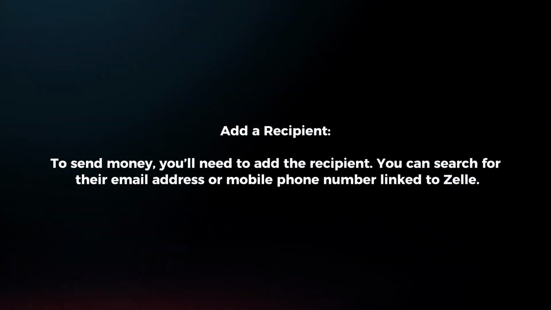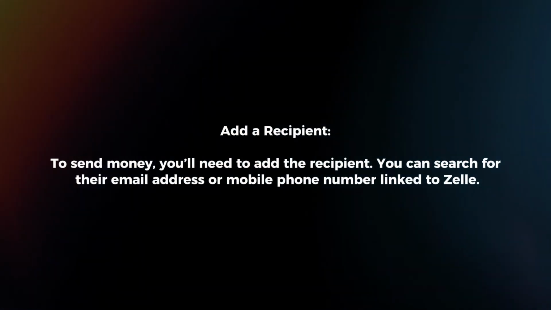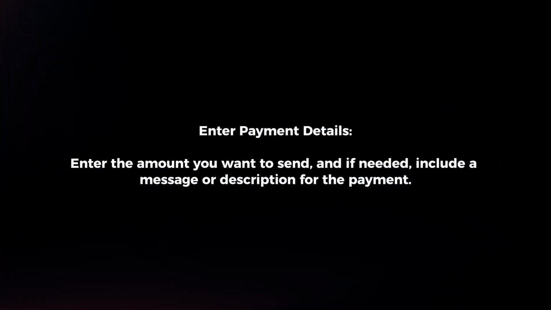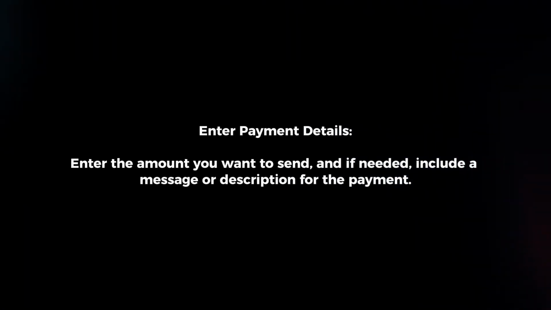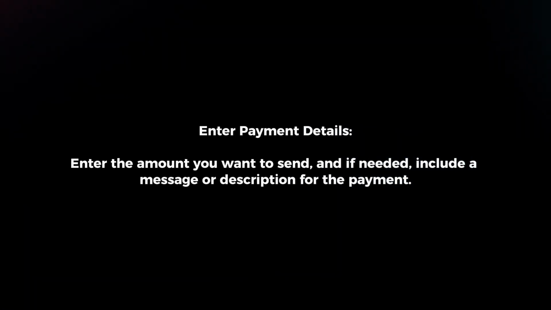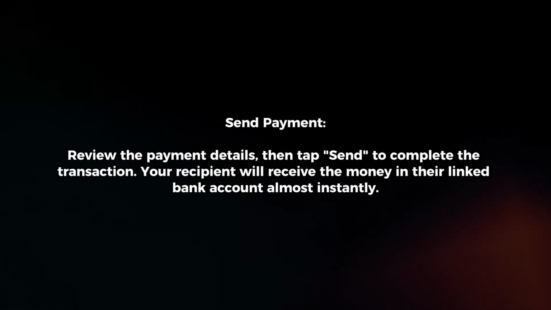Add the recipient. To send money, you will need to add the recipient. You can search for their email address or mobile number linked to Zelle. Enter payment details. Enter the amount you want to send, and if needed, include a message or description for the payment. Send payment. Review the payment details, then tap Send to complete the transaction.